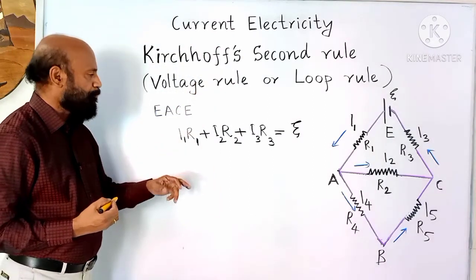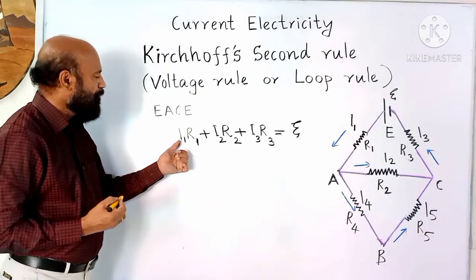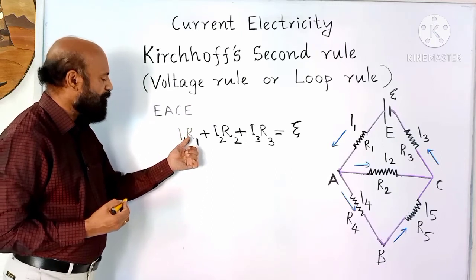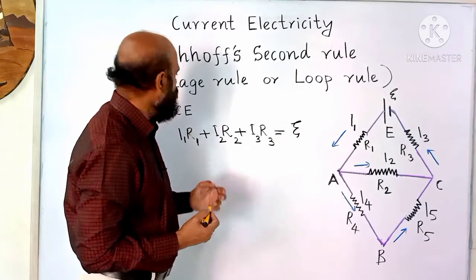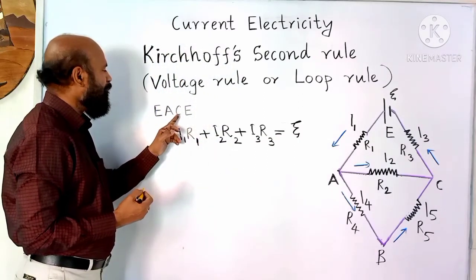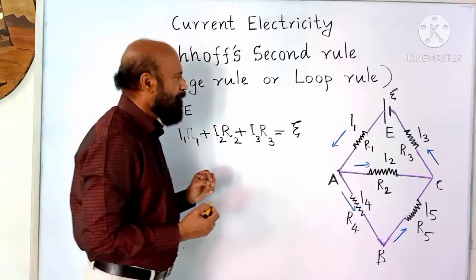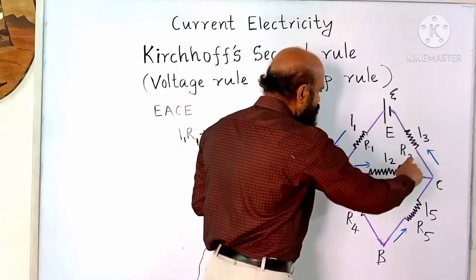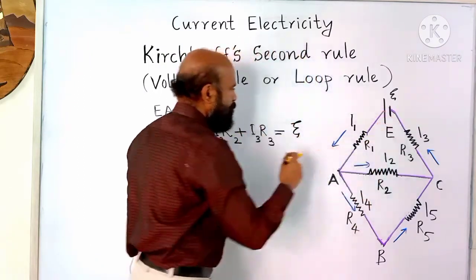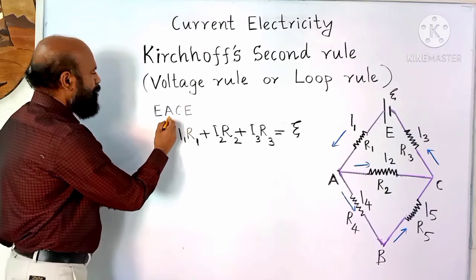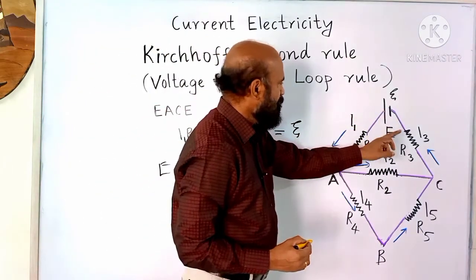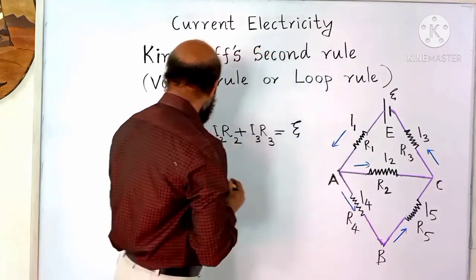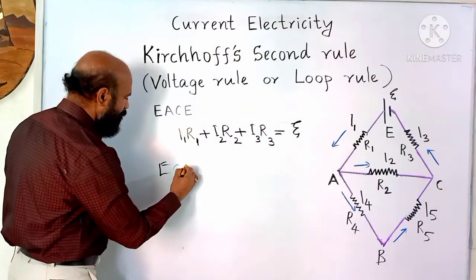Algebraic sum of the product of resistance and current is equal to the algebraic sum of the EMF. So instead of EACE, you consider the loop in the opposite direction. Instead of EACE, ECAE.